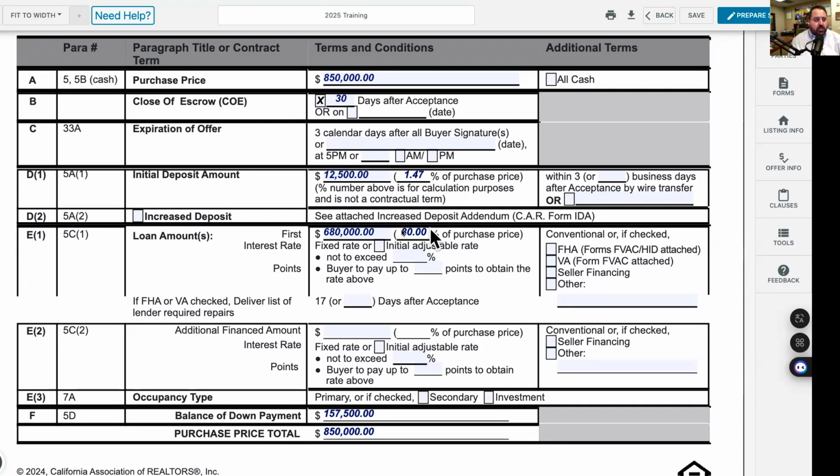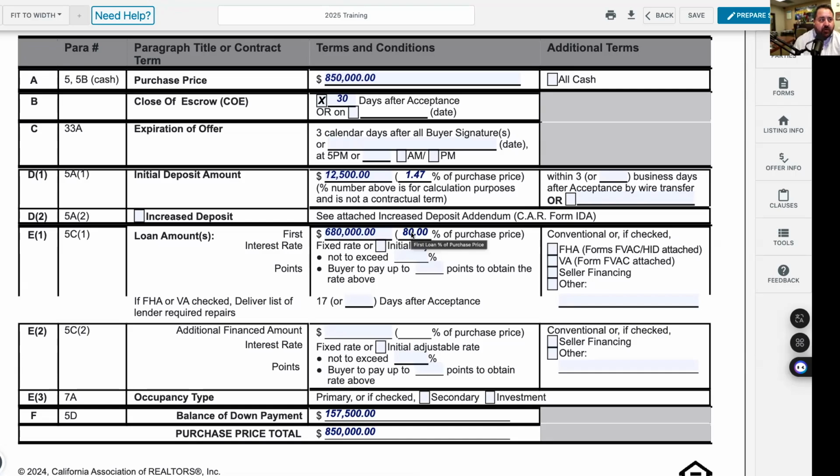That's what this is. Don't worry about putting the percentages. This is just showing for calculation purposes. This is the part that makes sense. That is what we're going to rely upon. $680,000 down, right? That's my loan amount on a conventional loan. By default, the contract is conventional. I don't need to check anything. I don't need to change anything.